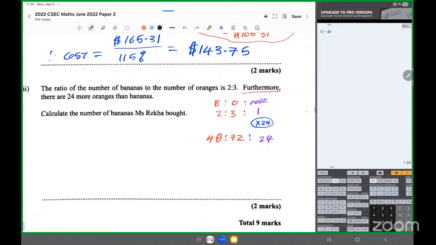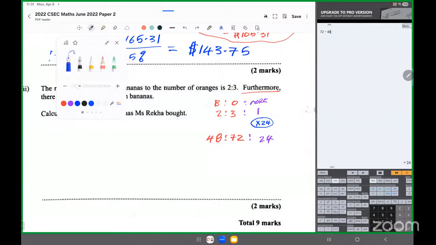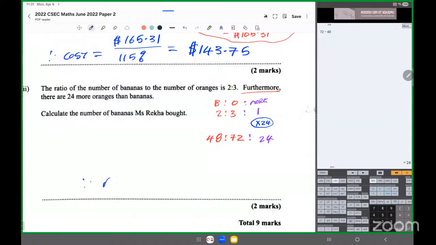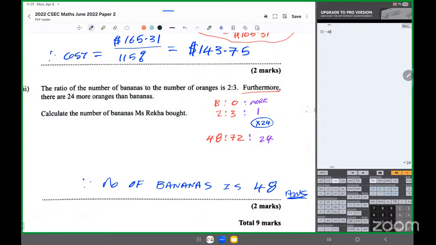It says calculate the number of bananas. This is it, 48. Based on that, there are 48 bananas. If they wanted the number of oranges, it would be that. If they wanted the total number of fruits, you would add them. So the total bananas is 48 bananas. That is the answer right there. Oranges would be 72. If they wanted the total, you add them.